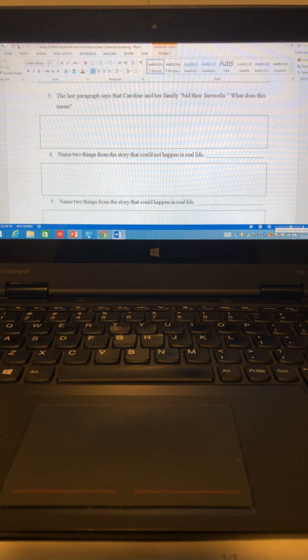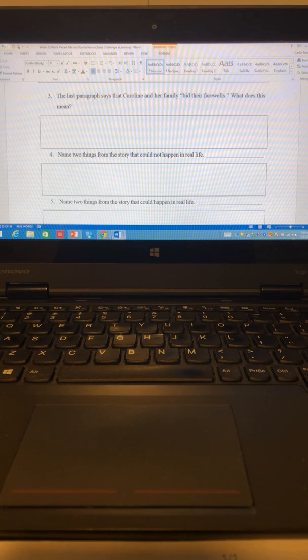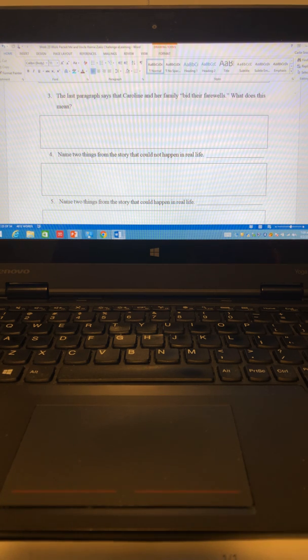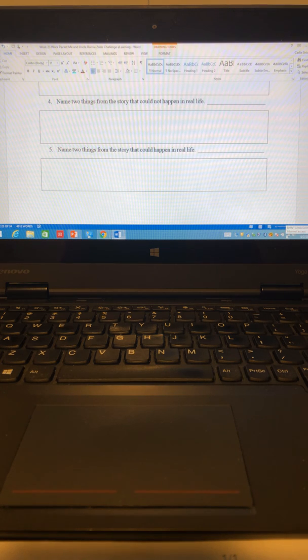Number 3, the last paragraph says that Caroline and her family bid their farewells. What does this mean? So focus on bid their farewells. What does that mean in the story? Number 4, name 2 things from the story that could not happen in real life. Number 5, name 2 things from the story that could happen in real life.